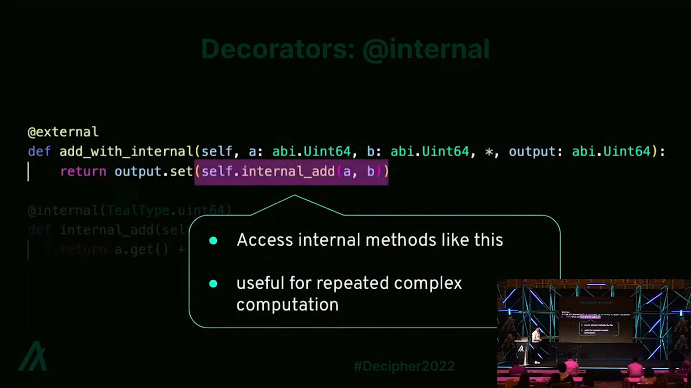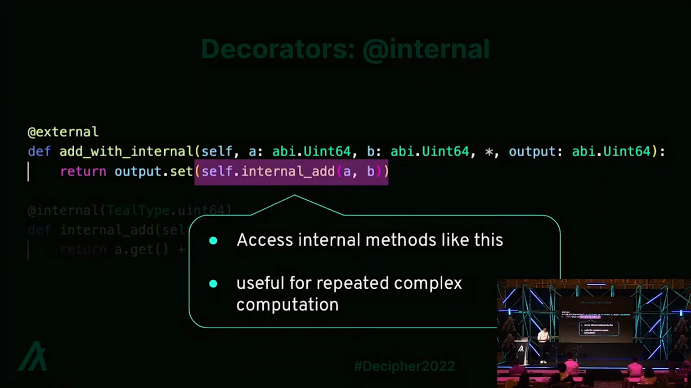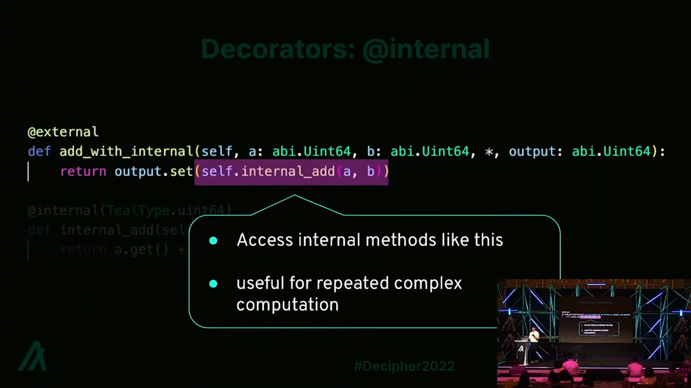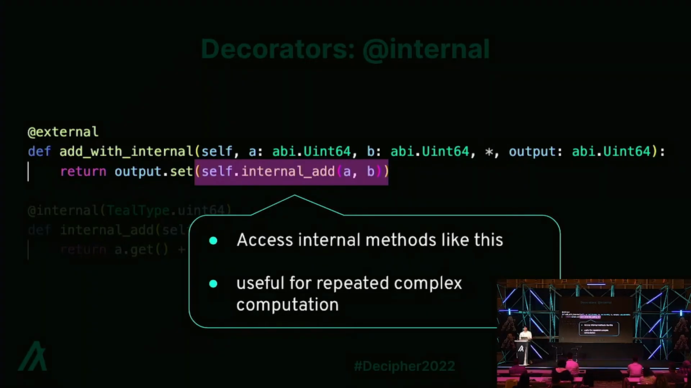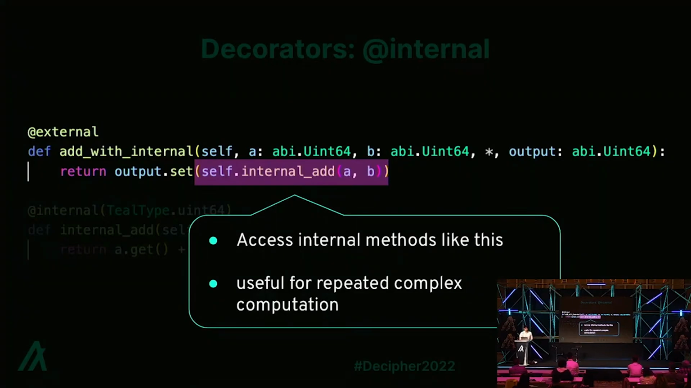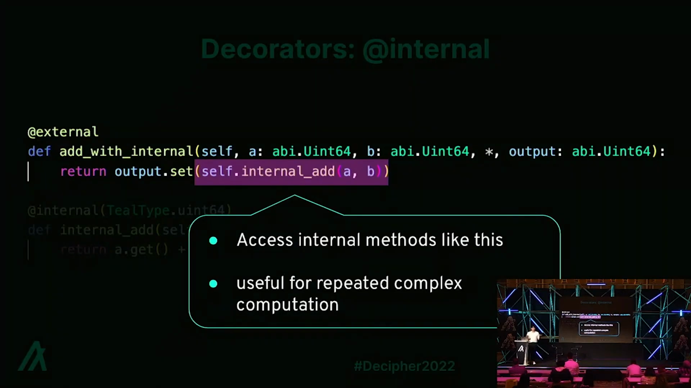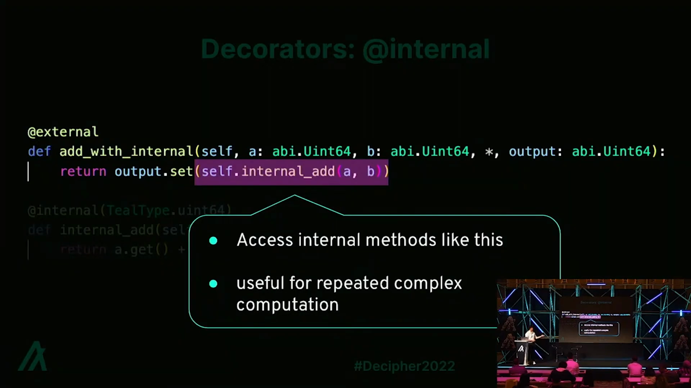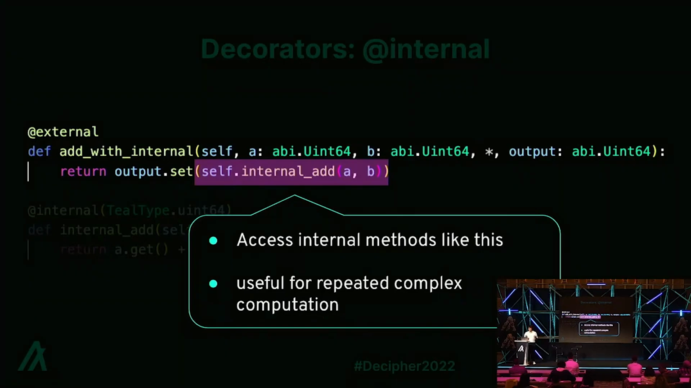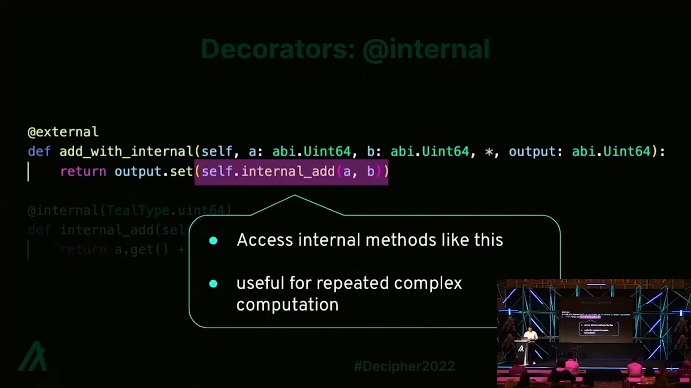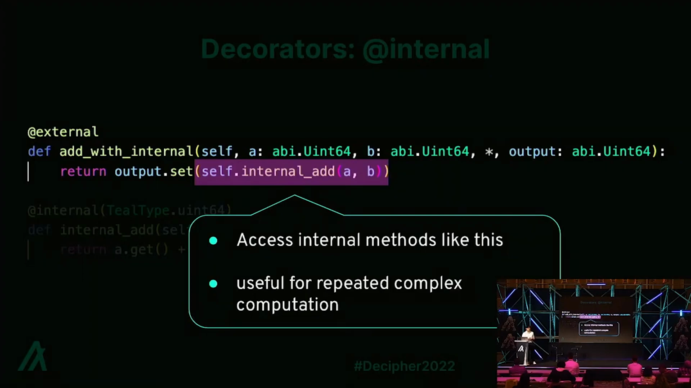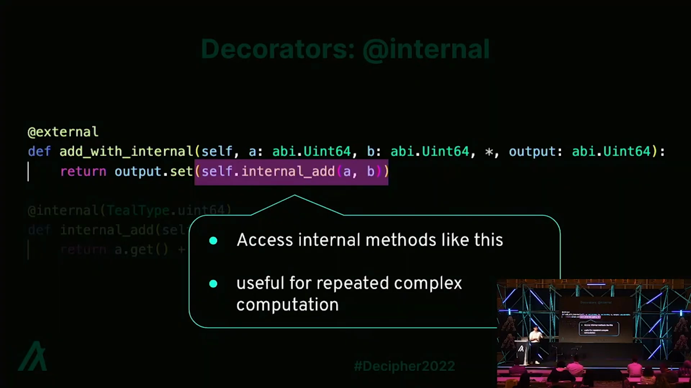So how do you access it? This is an external method called add with internal. So it's doing the same thing as add, where we're using the internal method to do the same thing. If you look at the highlighted part, in the Python class, you access it with self. So internal decorators are great when you want to have repeated complex computation defined to use in multiple places.